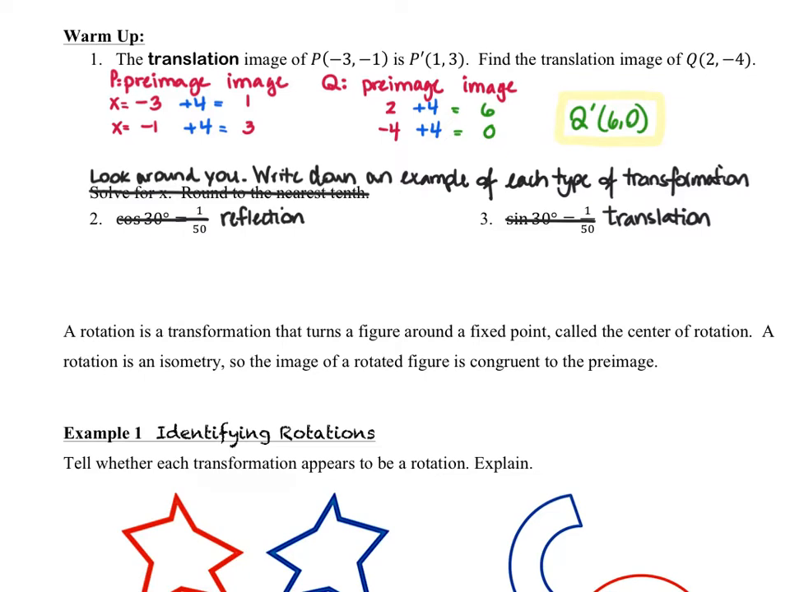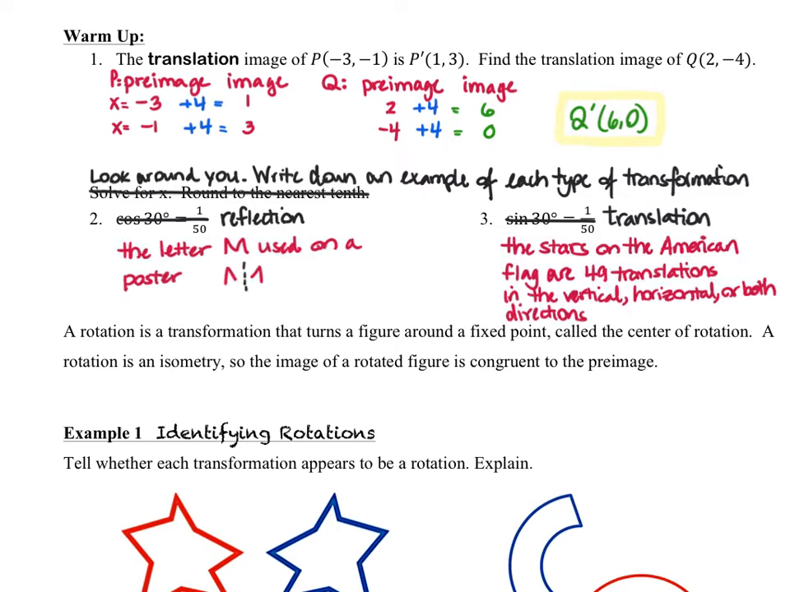All right, for questions number 2 and 3, there is a mistake in your note, so I'd like for you to look around the room that you're in right now and write down an example of a reflection for number 2 and of a translation that you see around you. Turn the video back on when you have completed number 2 and number 3.